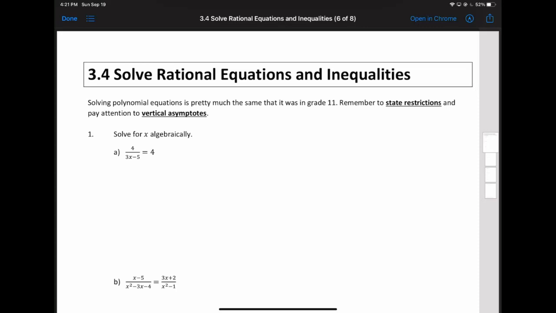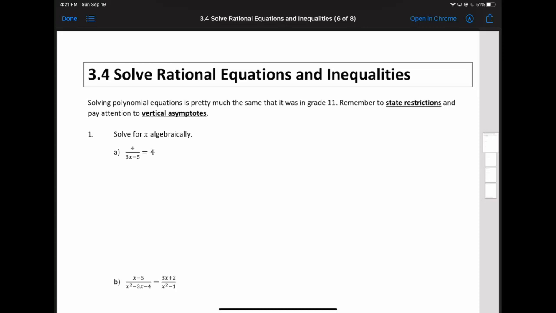So for the first one, we just want to solve for x algebraically. These could also be solved for using Desmos or Mathway or a whole number of other options. But to solve these algebraically, well, let's see how they work.